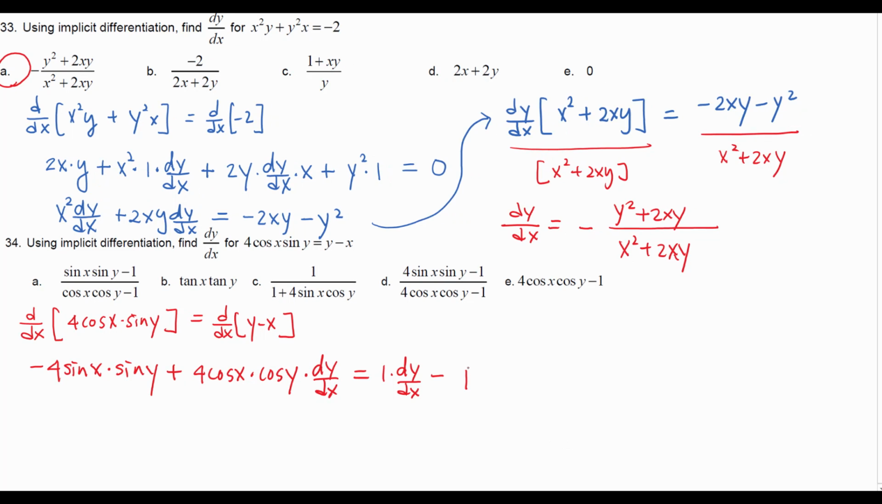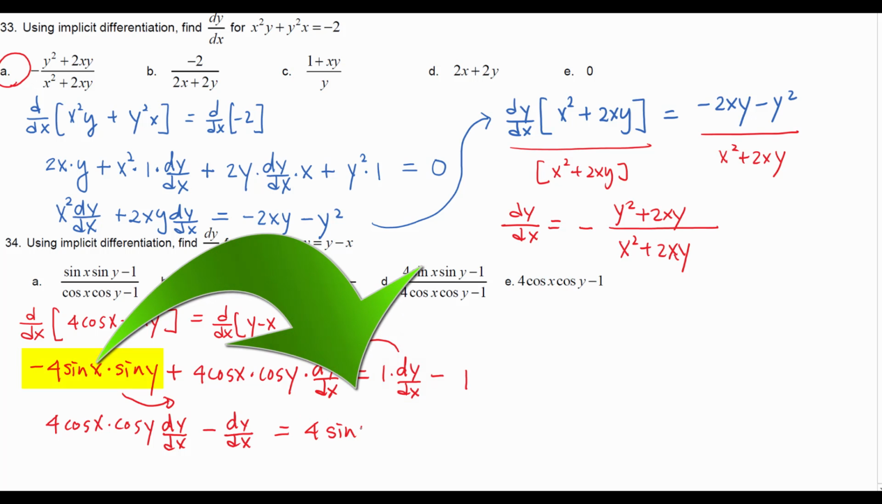So now we're going to collect the dy/dx term on the left. So I'm going to bring this guy over, and any terms that do not have dy/dx, we're going to collect on the right hand side. So I'm going to send this one to the right hand side. So then I will have 4 cosine x cosine y dy/dx minus dy/dx is equal to 4 sine x sine y minus 1.